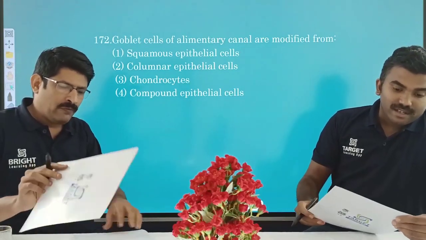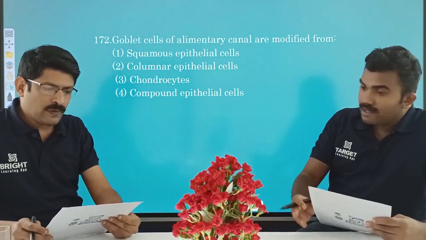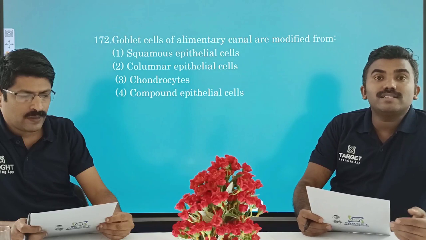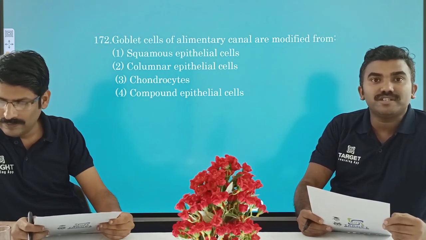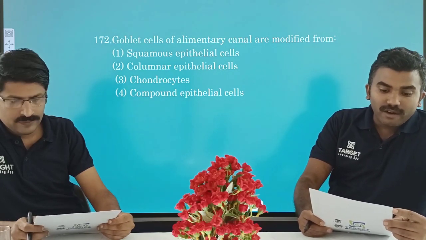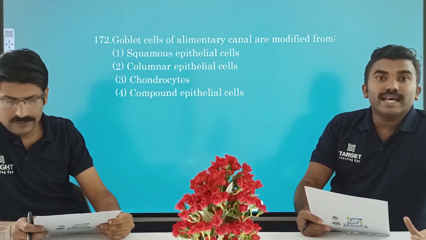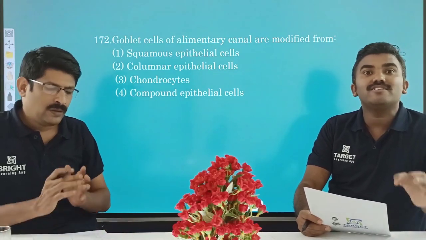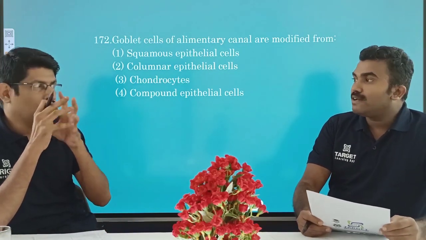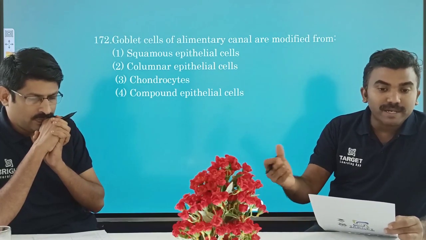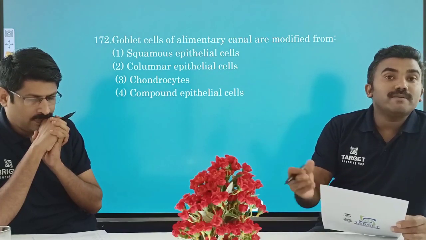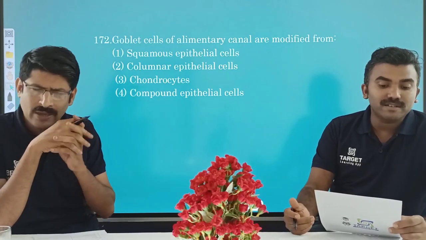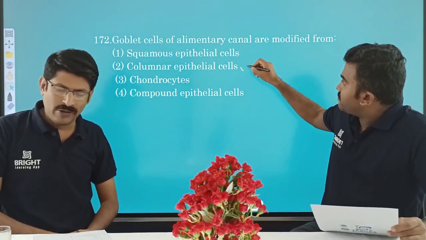Next one, 172. Goblet cells of the alimentary canal are modified from. It is asked from the chapter structural organization in animals, the tissue part. That's actually columnar epithelium. We know that the goblet cell is a unicellular gland that secretes mucus. Goblet cells are made up of either columnar or cuboidal cells. Here the option columnar is there. So that's the exact line given in the NCERT, page number 102.